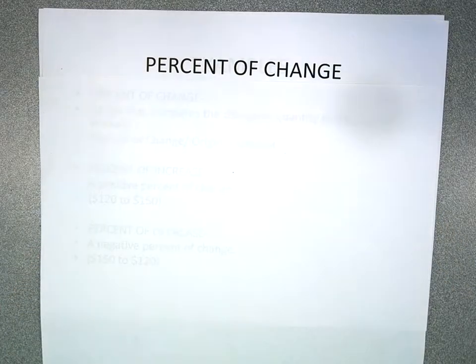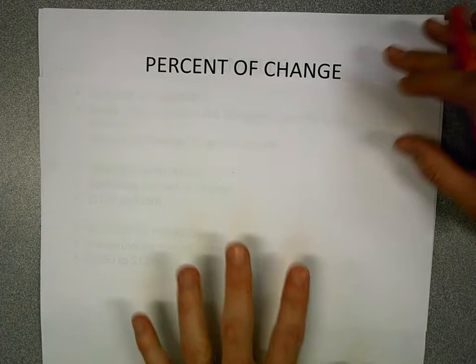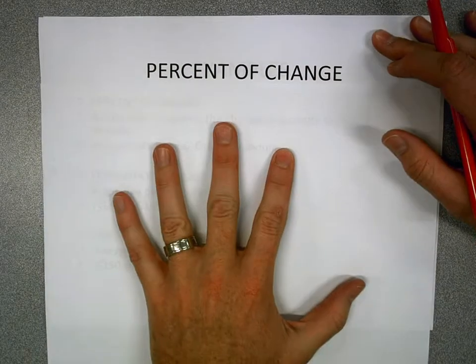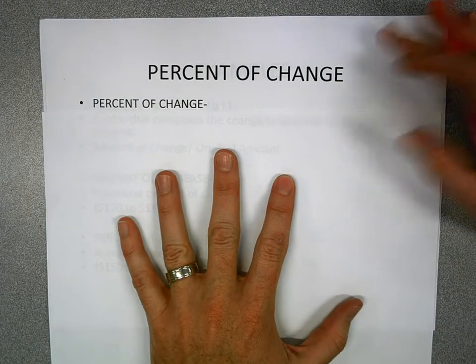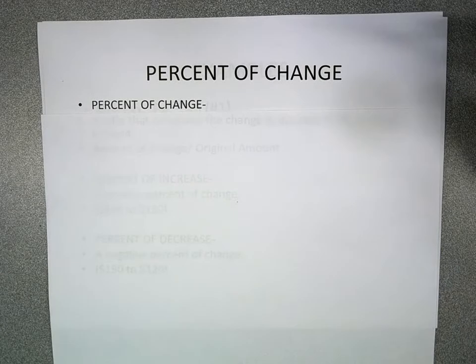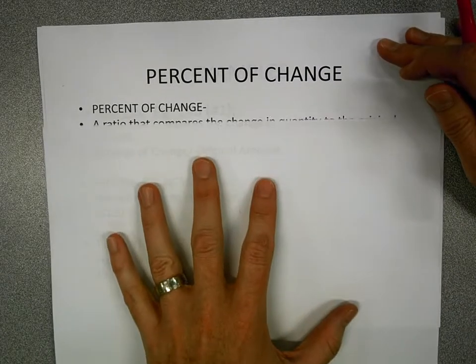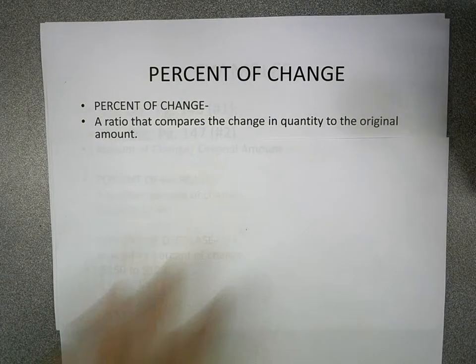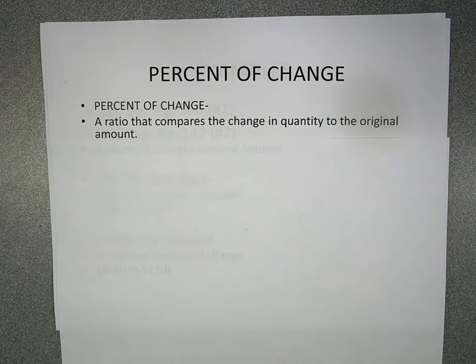All right, so with that said, in your notes, green on the left, notes on the right. That's our first phrase here: percent of change, everyone? Percent of change. So here's what your book says it is. It's a ratio that compares the change in quantity to the original amount.